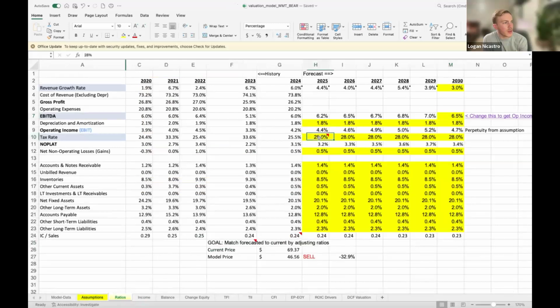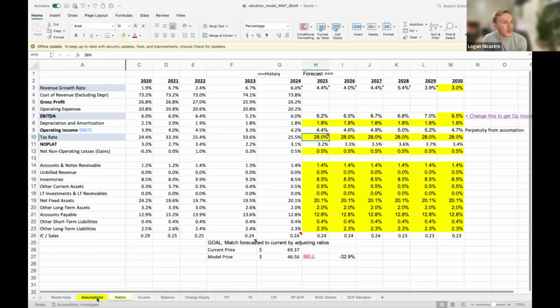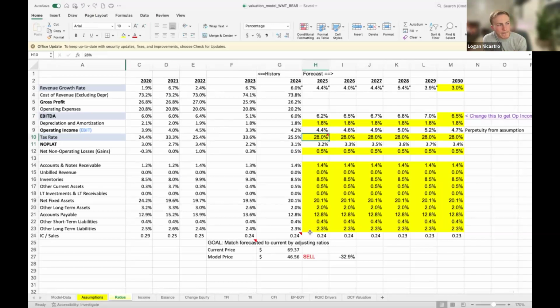Okay, so then the other thing that we changed was the tax rate. We said, let's say a new administration comes in and pushes for higher tax rates, a minimum of 28 or something. So we brought that up to 28. That did not affect the share price nearly as much as the growth rate did, but we still wanted to take that into account.